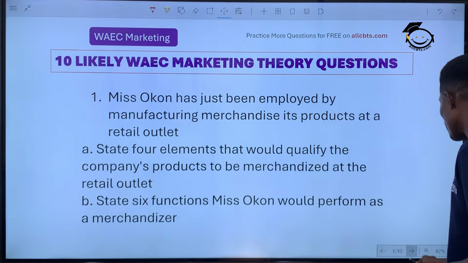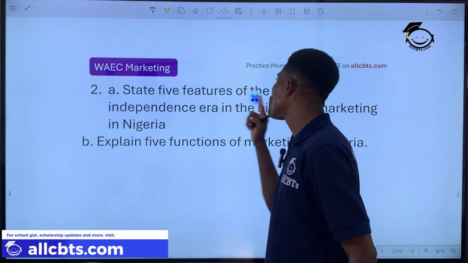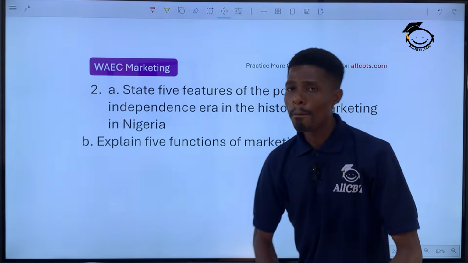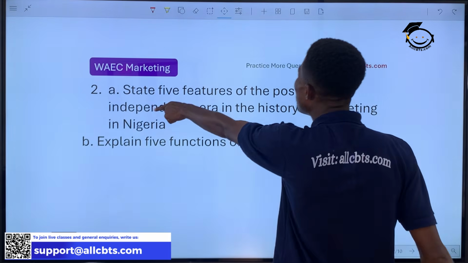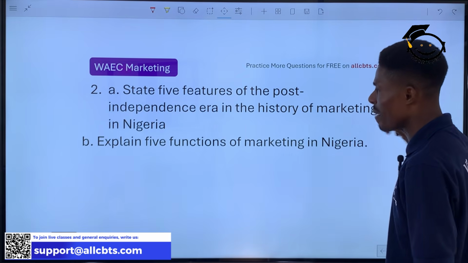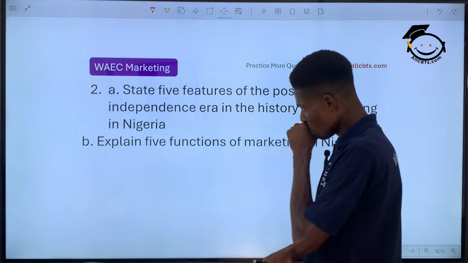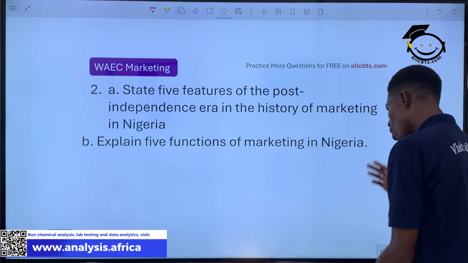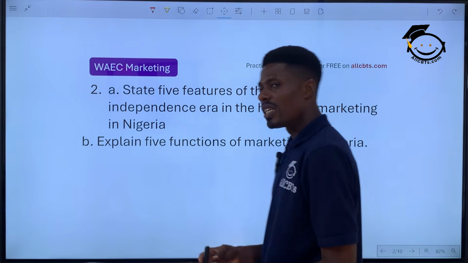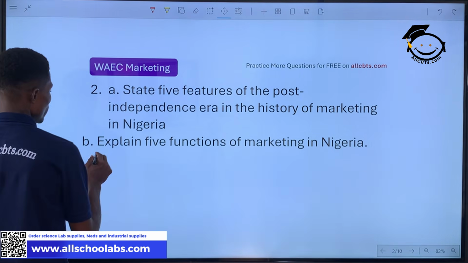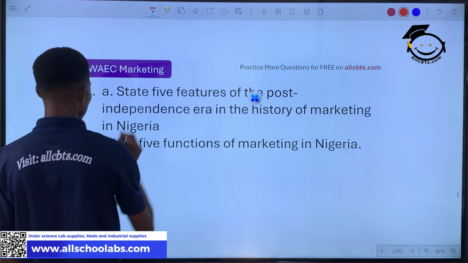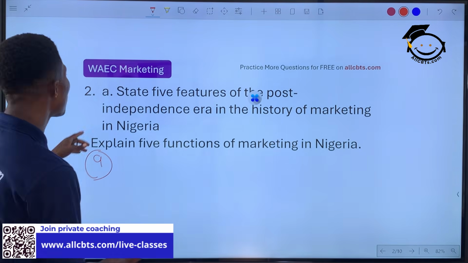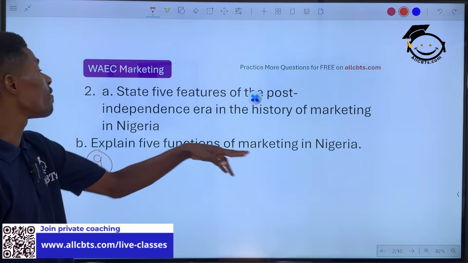Let's go to question 2. State 5 features or characteristics of the post-independence era in the history of marketing in Nigeria. Take note of the word post, that is after. The second question: explain 5 functions of marketing in Nigeria. Now let's take the first one. What are the 5 characteristics of the post-independence era in the history of marketing in Nigeria?